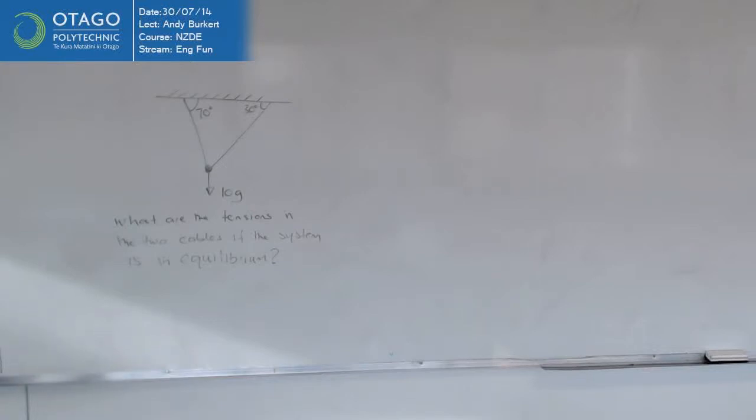Right, so here's a problem we're going to look at. There's a diagram, and we're going to say, what are the tensions in the two cables if the system is in equilibrium? So that's the information we've got. So the first thing, we just draw a force diagram, free body diagram. So what's that going to look like?